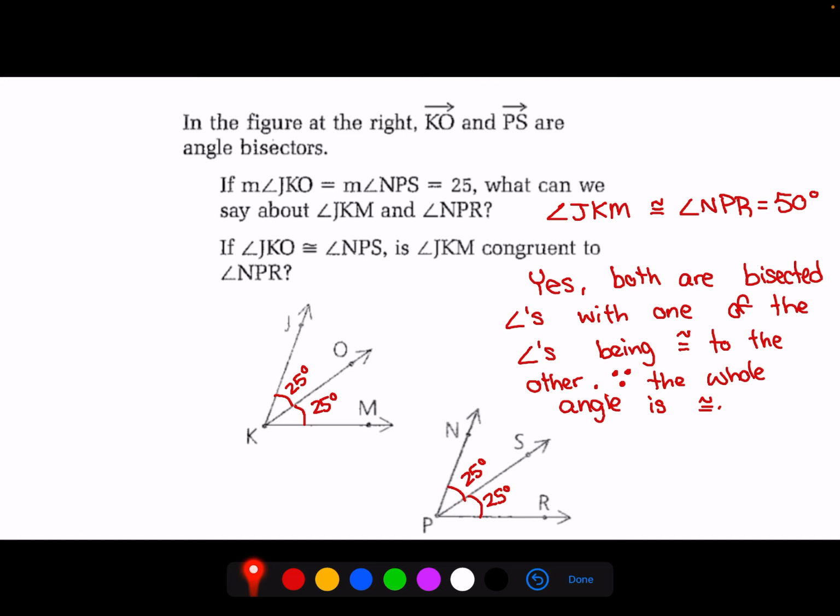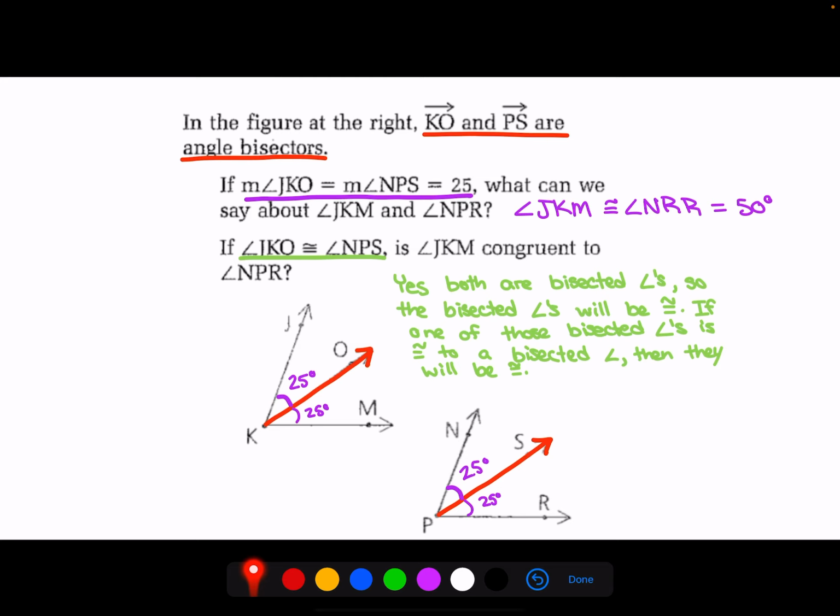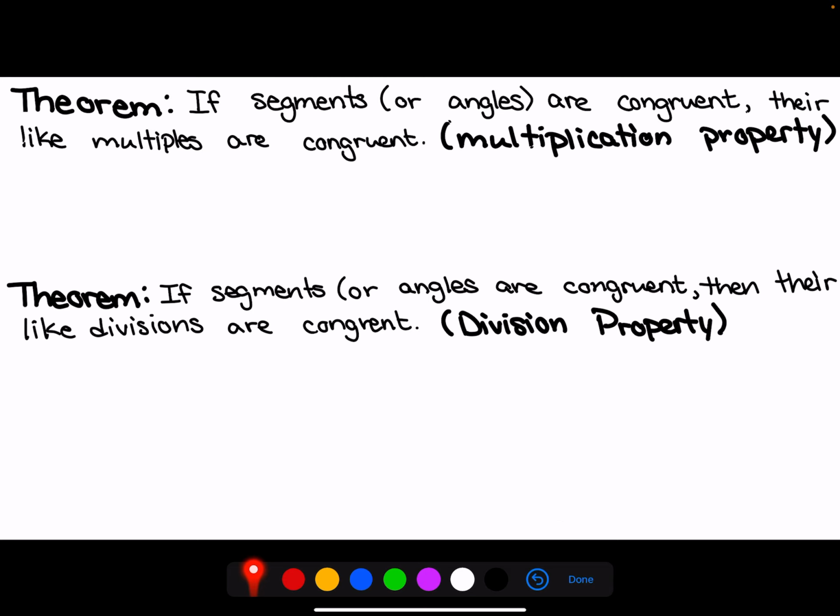Now, this leads us to our theorems for today, and these theorems will be important, and I encourage you guys to leave a little bit of space underneath each of these theorems as you write them down. So, they're very, very similar to each other. The first one is the multiplication property theorem. It states, if segments or angles are congruent, their like multiples are congruent.